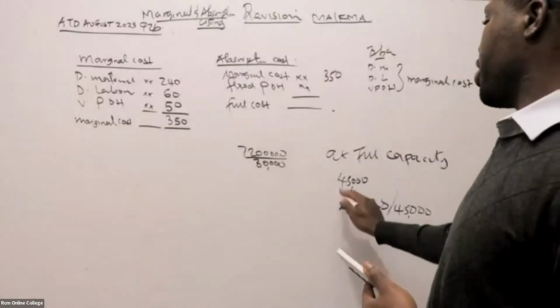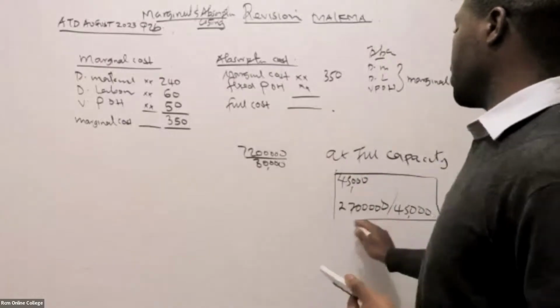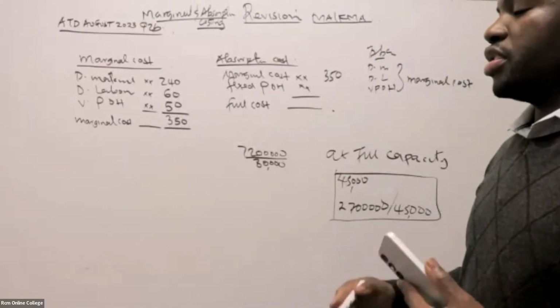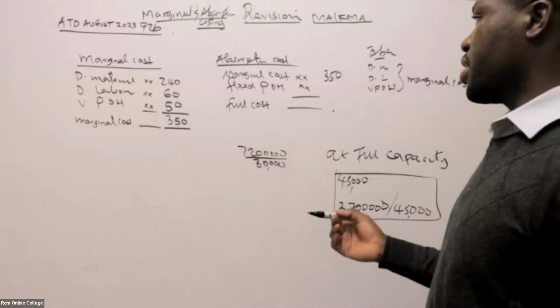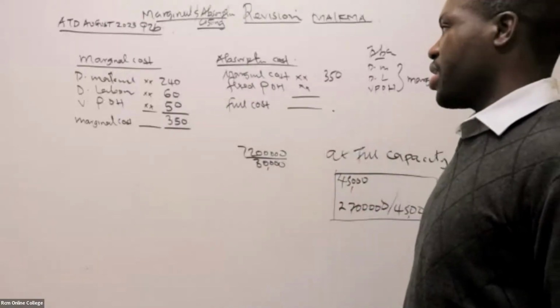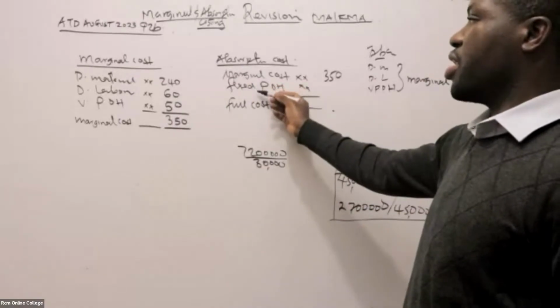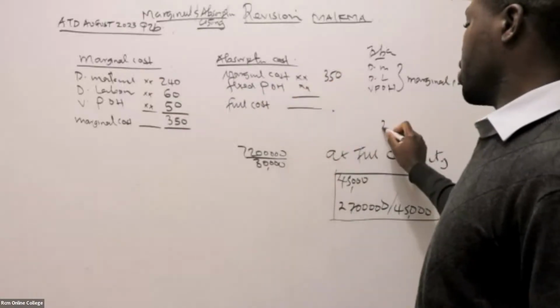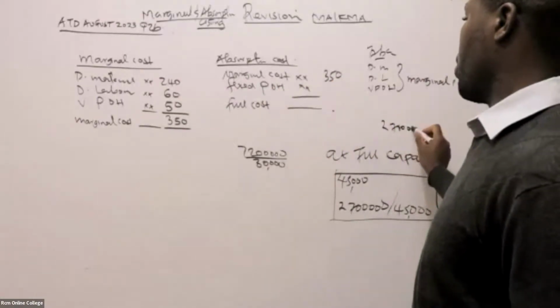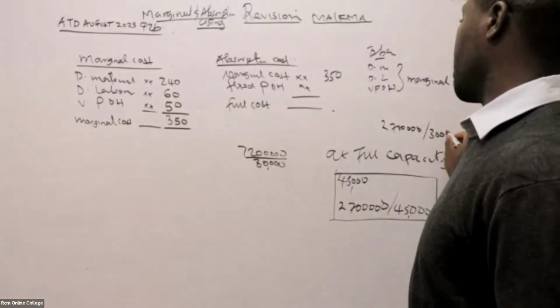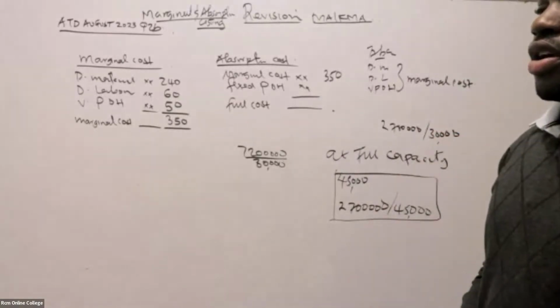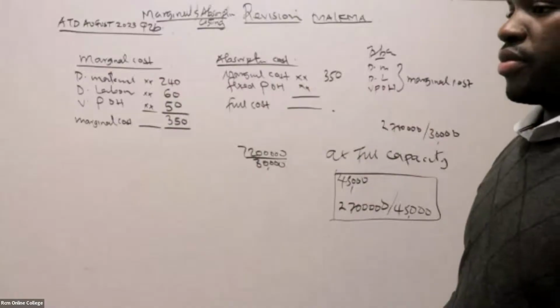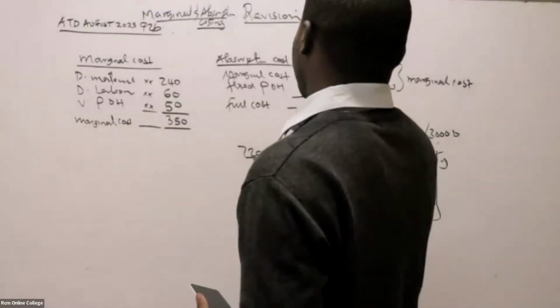But because they have not mentioned that, what are we going to do? We'll assume that the company managed to achieve its full capacity, which in this case happened to be 30,000. So what is the fixed production cost per unit? We take the 2,700,000, we divide by the 30,000 units. So what are you getting? It will give us 90.